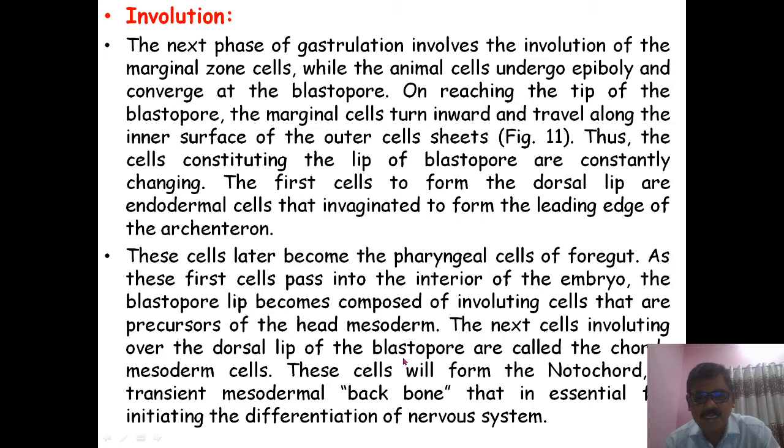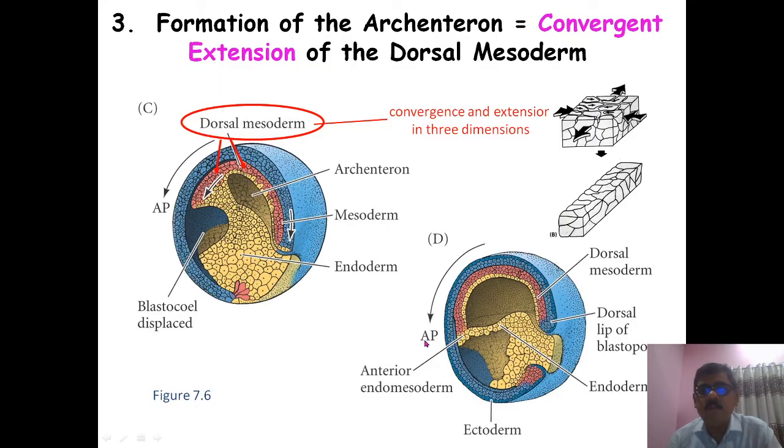Then next, these are the cells of the chorda mesoderm, and these cells will form the notochord, a transient mesodermal backbone that is essential for initiating the differentiation of the nervous system. Then, the third process: when these cells have started moving, what happens?